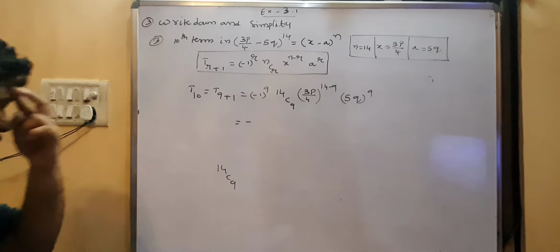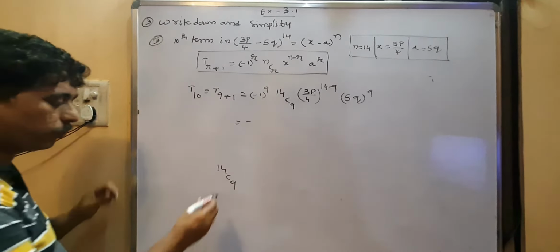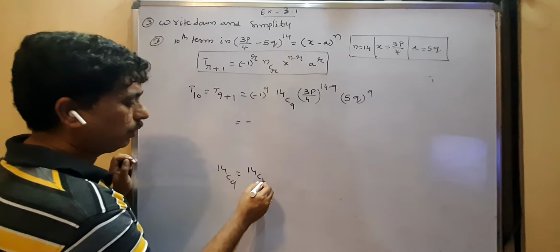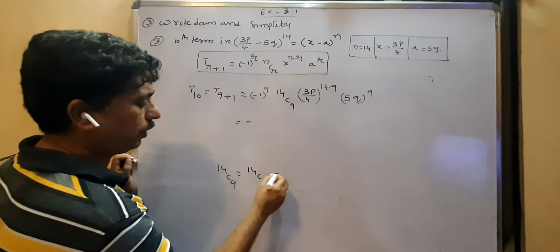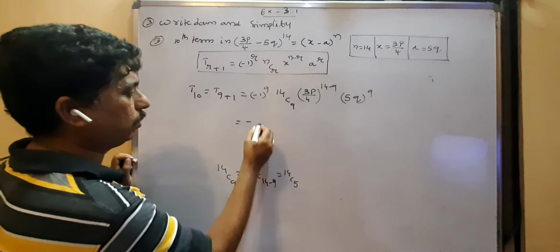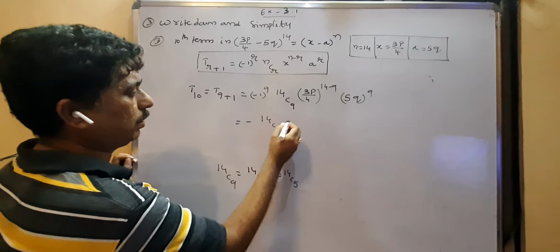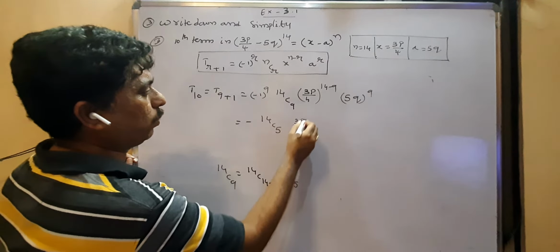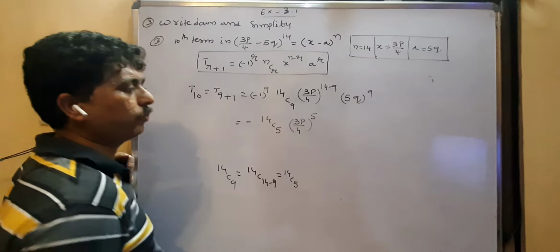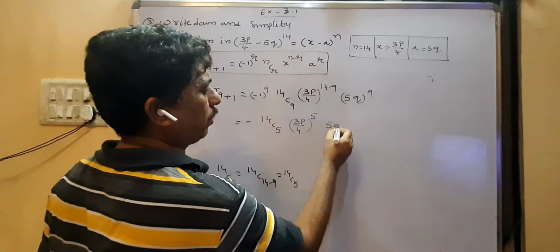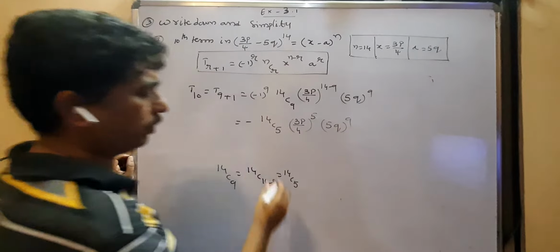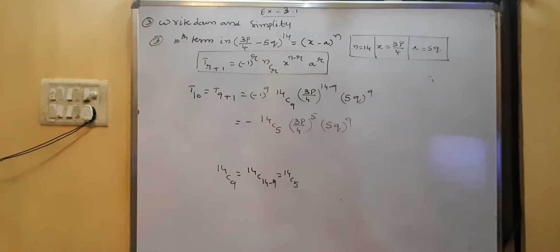9 is more than half of 14, so that can be written as 14C(14 minus 9), that is 14C5. 14C5, (3p by 4) whole power 14 minus 5 is 5, (5q) whole power 9. Since you have bigger numbers, you can leave it, no problem.